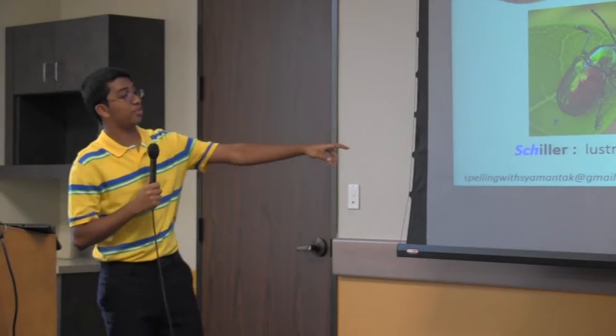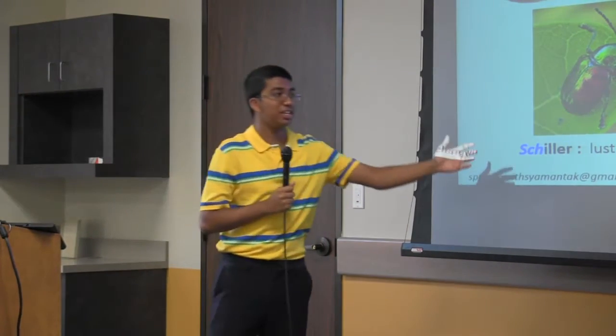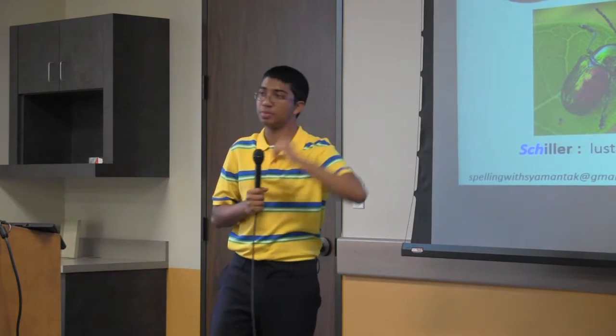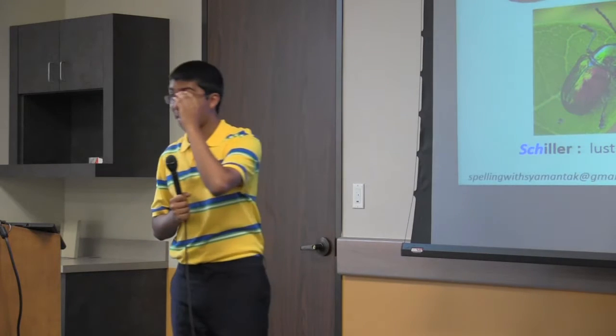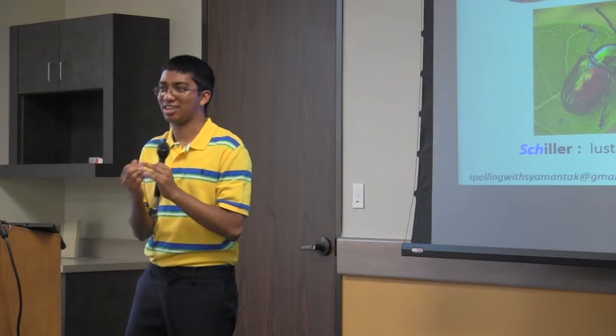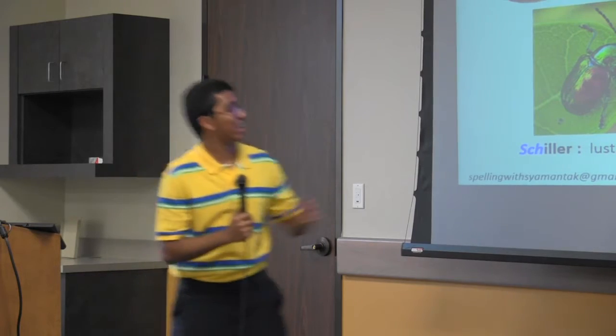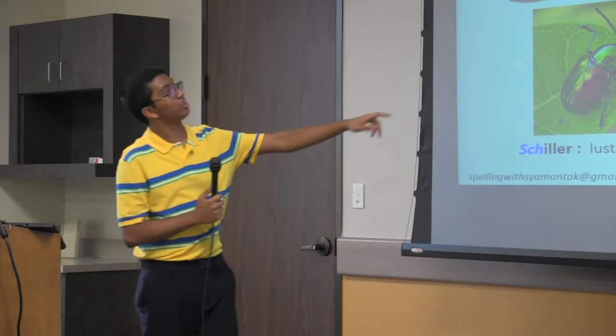And then this word, Schiller, a lustrously or resplendently iridescent coloration out of a beetle. So, what do they mean by that definition? Like a weird colored beetle? It's shiny and colorful. Flies. Like this. Yeah, like some butterfly wings, right? This is a really cool picture.